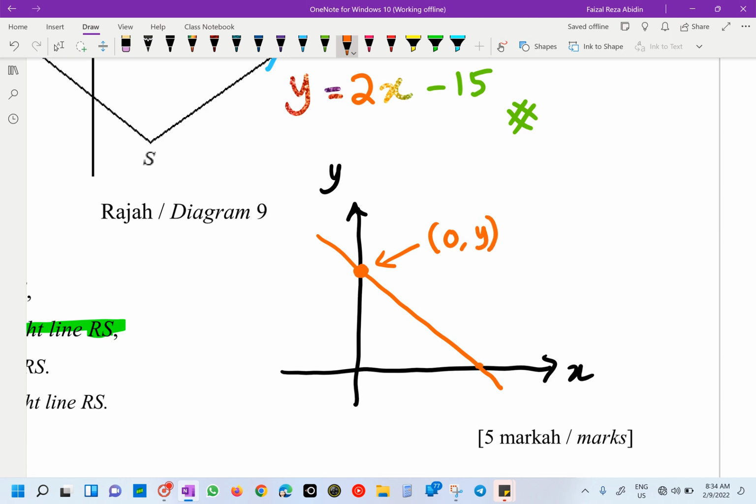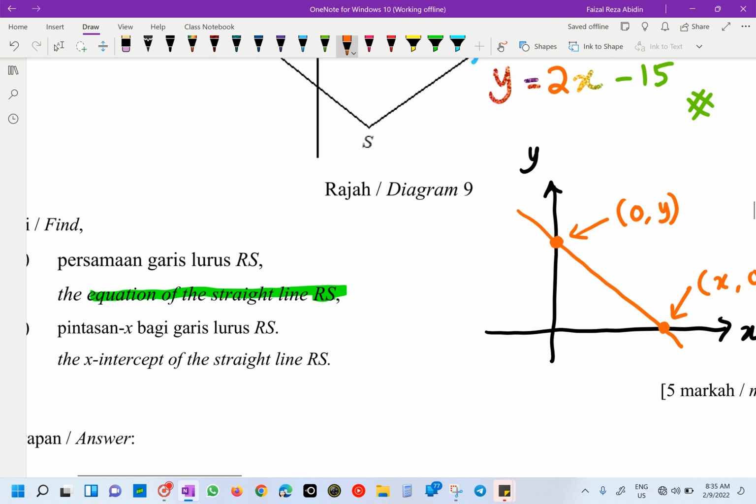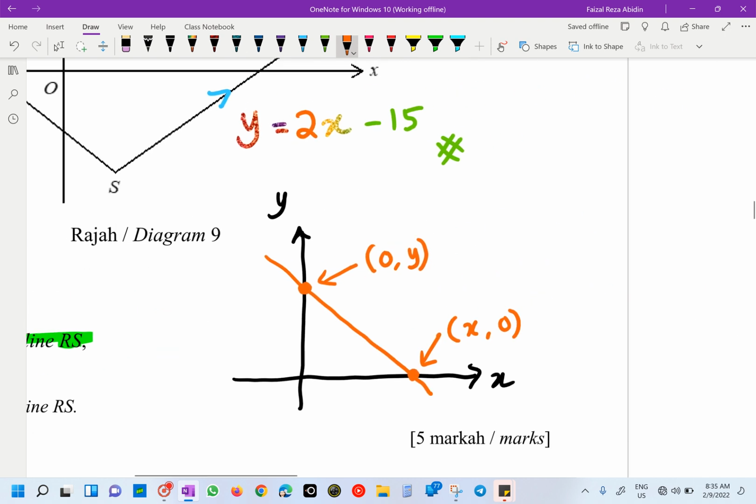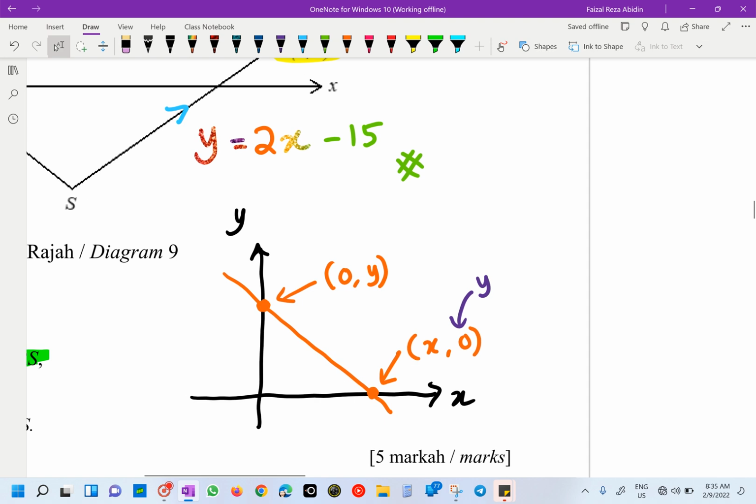For this one, you are going to have the x-intercept. So your coordinate here is going to be (x, 0), isn't it? It's saying that we are going to find the x-intercept. X-intercept means that our y here is going to be 0. What I drew here has nothing to do with the RS, I just want to show the intercept. Can? Okay. So for this one, you are going to substitute into the equation of the straight line.